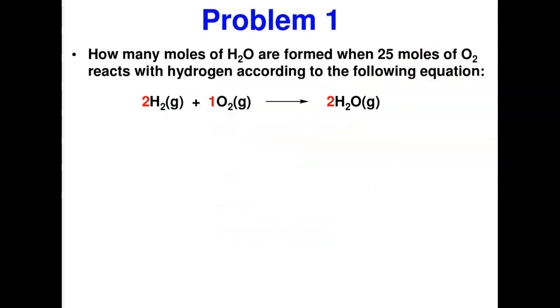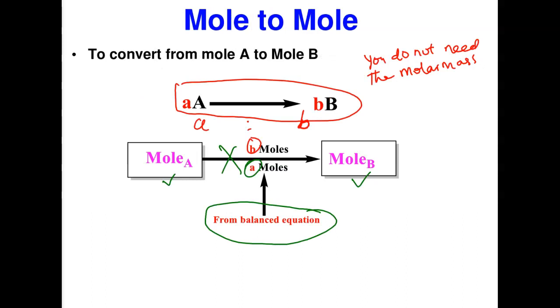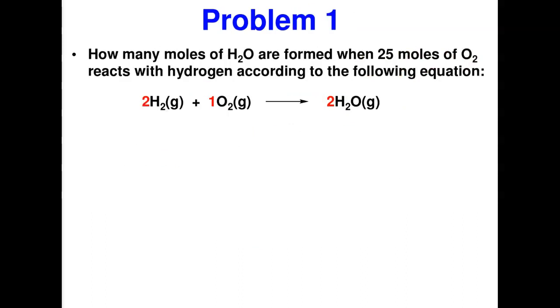And now let's just put this immediately into practice. No need to talk too much. The best thing is to kick it off immediately. It says, how many moles of water are formed when 25 moles of oxygen react with hydrogen according to the following equation?